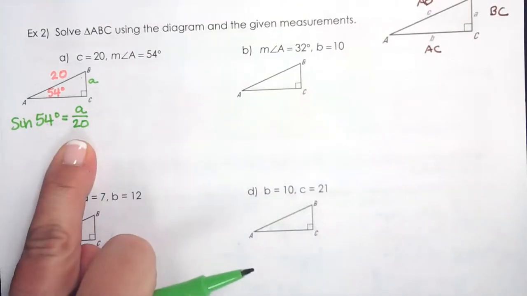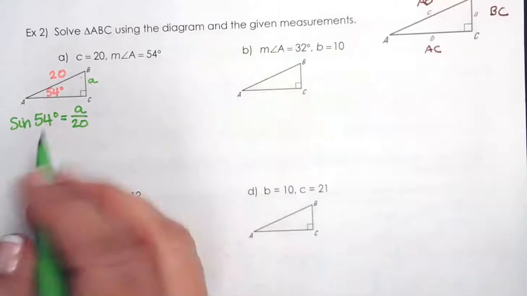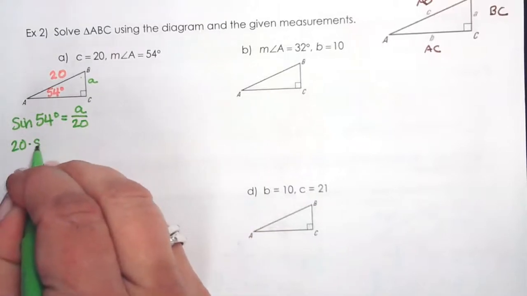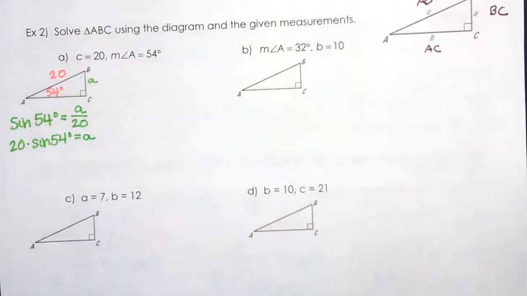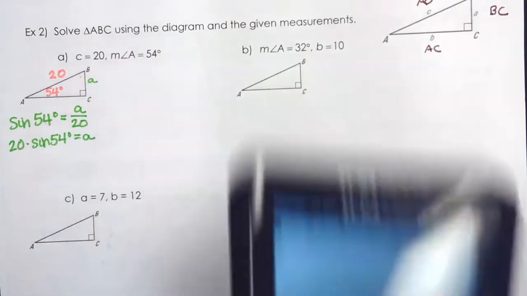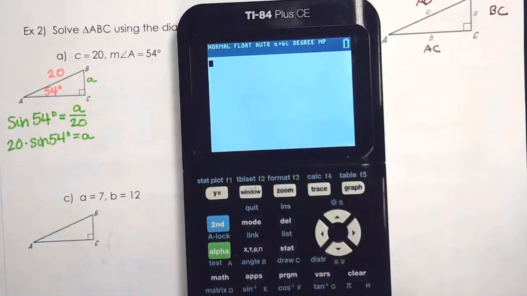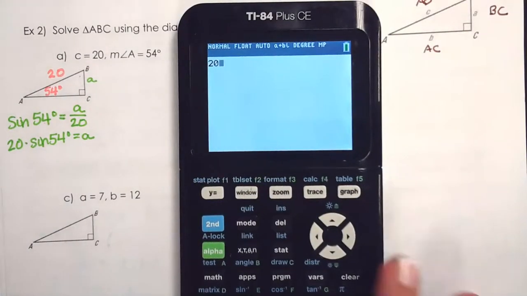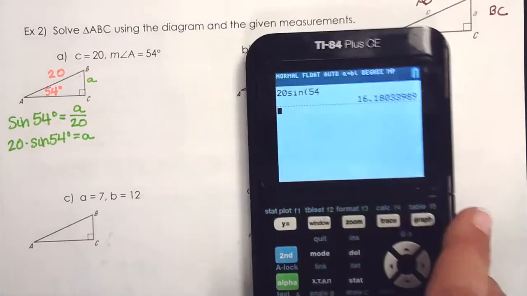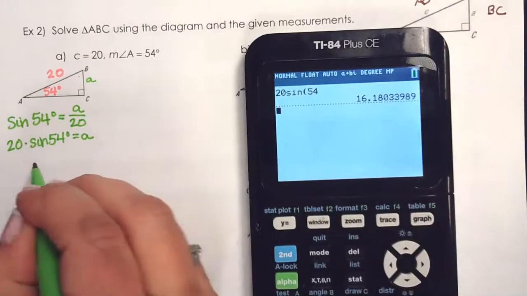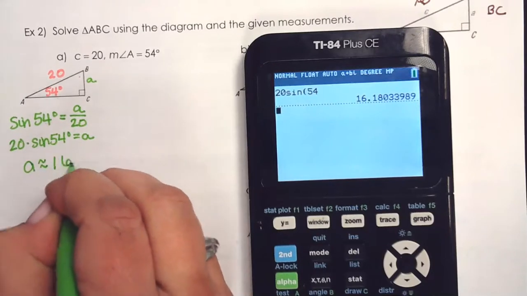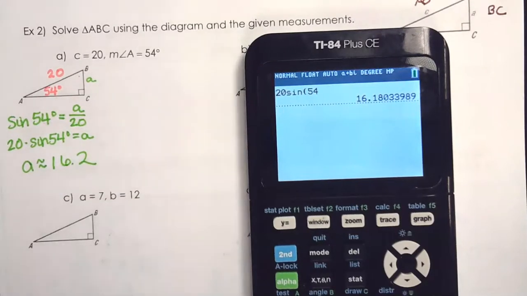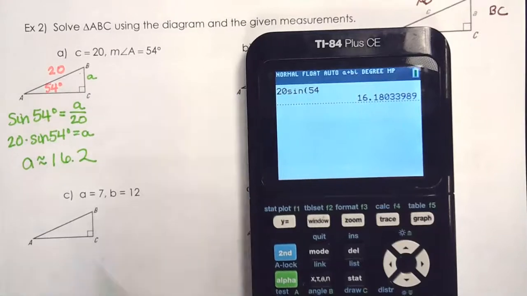What would we need to do to isolate A? Multiply by 20. So I have 20 times the sine of 54 degrees equals A. Now, am I using inverse in this problem? No. I'm just punching in 20 times the sine of 54. And let's round to the nearest tenth like we were doing in the other pieces. And are you guys getting about 16.2? Okay.